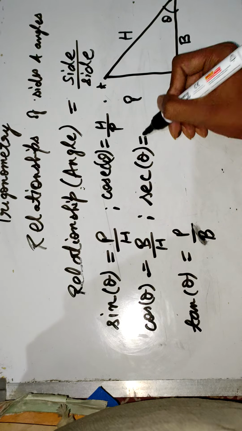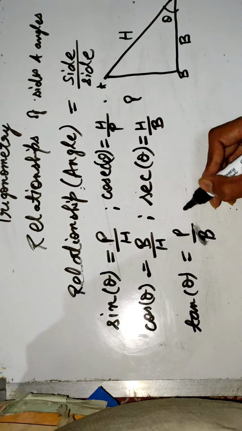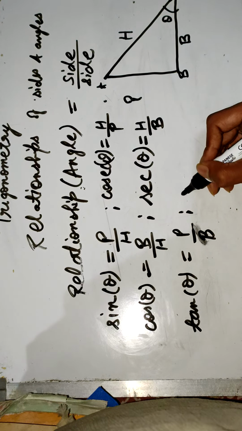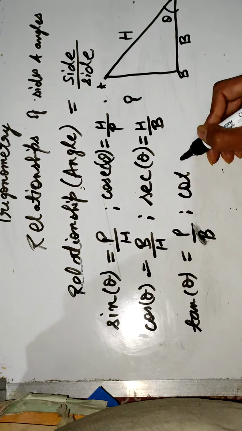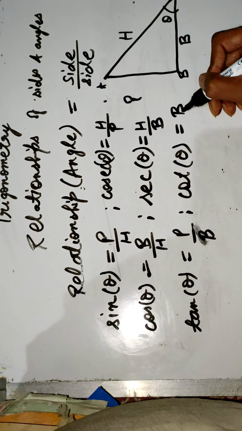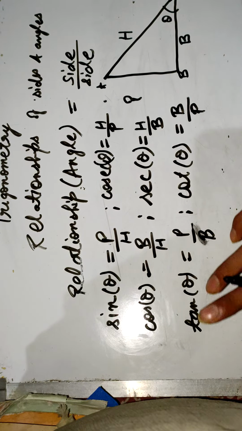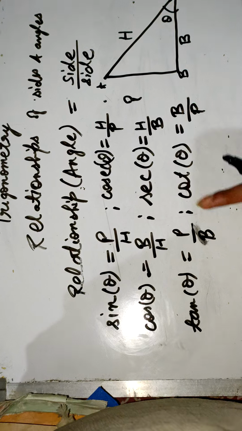Sec theta is equal to 1 upon cos theta, it becomes hypotenuse upon base. Then we have the reciprocal of tan theta, that is cot theta, equal to 1 upon tan theta, that is equal to B upon P, that is base upon perpendicular. So these are the basic 6 functions of trigonometry that we are going to deal with in this chapter, in this lecture.